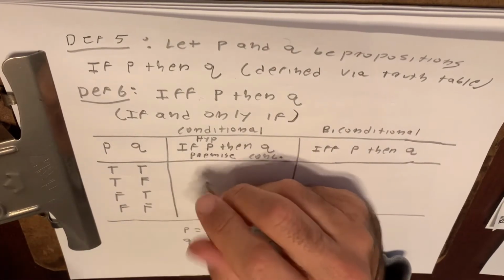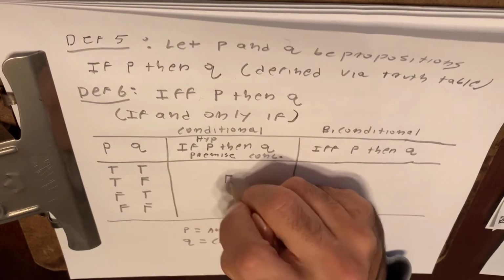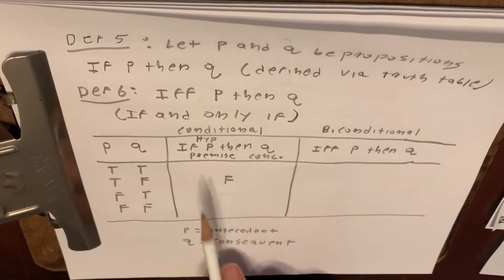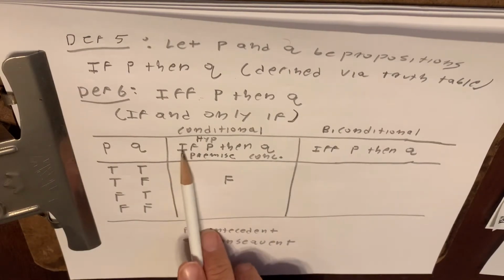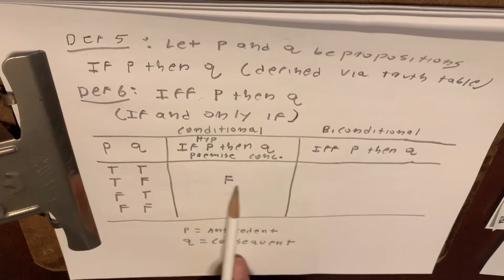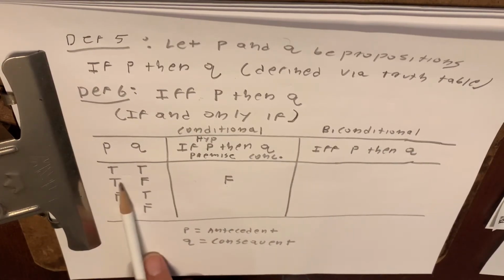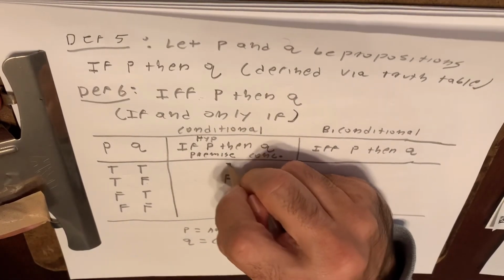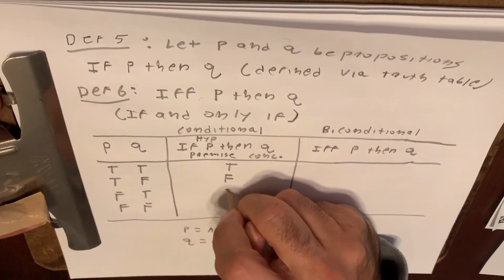There's only one way that this if P then Q can return a value of false, and that is if the premise is true and the conclusion is false. That's the only way. Otherwise, this implication has to be true.